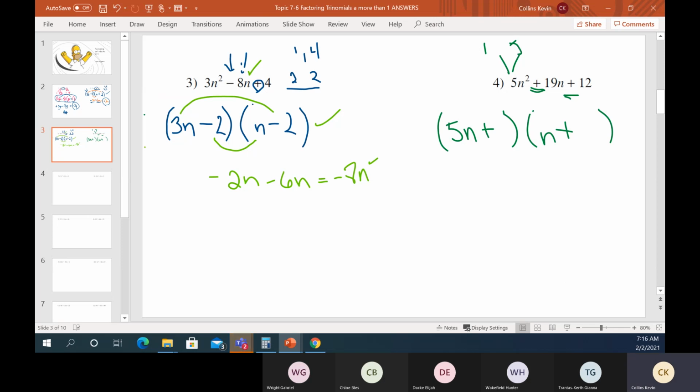Okay. So the only possibilities we'd have here, there'd be 1 and 12, 2 and 6, and 3 and 4. Now, as I said, particularly with a 5 up front, even though 19 is kind of a big number, I would still try the numbers that are the closest together, the 3 and the 4. So what should go here? Should we try the 3 or the 4 there? What do you think?